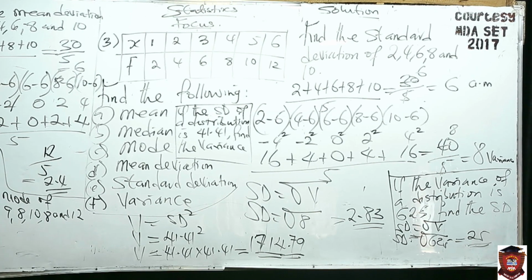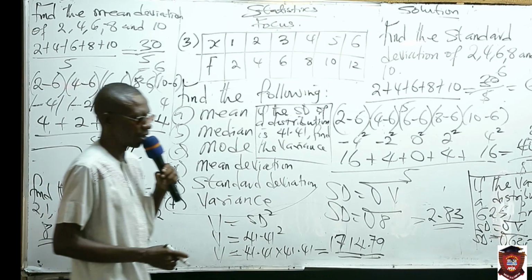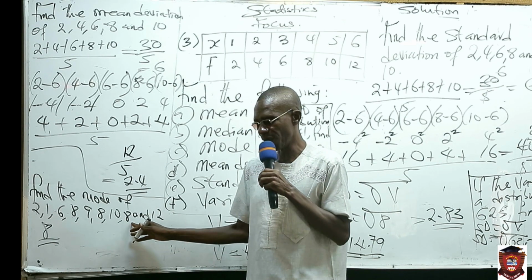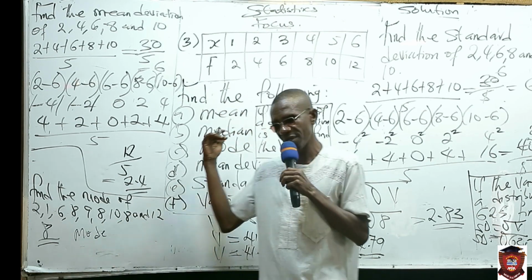Mode is the highest occurring number. If 2 numbers occur highest, you call it bimodal. If 3 numbers occur highest, you call it trimodal. Now, which number occurred highest here? 8 occurred highest. Anytime you are asked to find mode, mode is the highest occurring number. 8 occurred 3 times. Are you following? This is our mode. This is the elementary aspect of all these things I'm doing now.